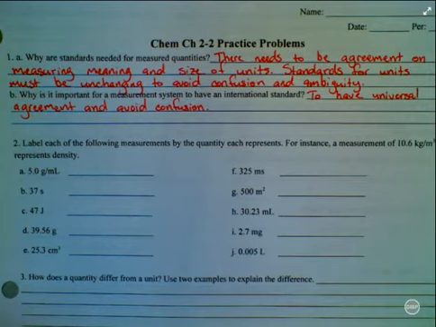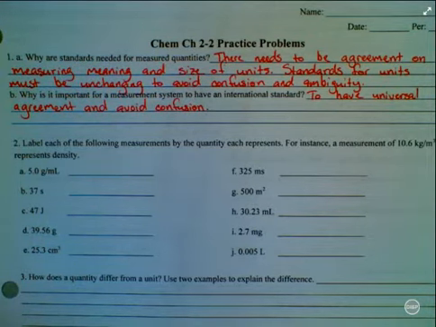Number 1, A. Why are standards needed for measured quantities? Now, there needs to be agreement on measuring meaning and size of units, because standards for units must be unchanging in order to avoid confusion and ambiguity.